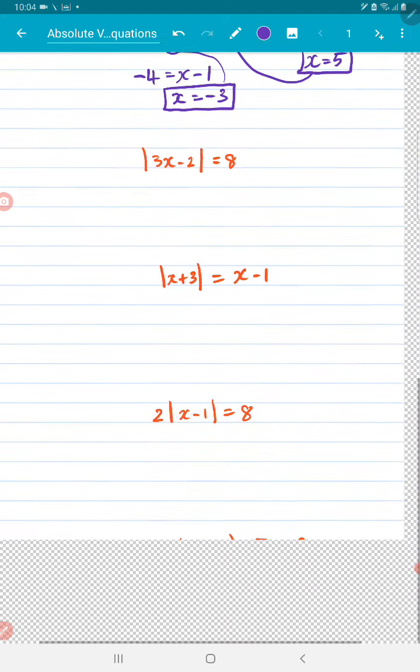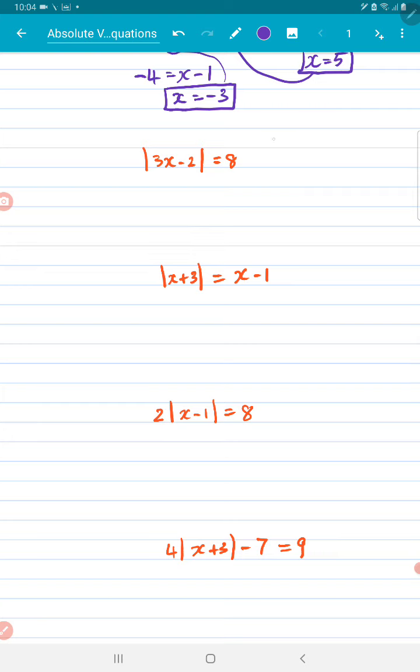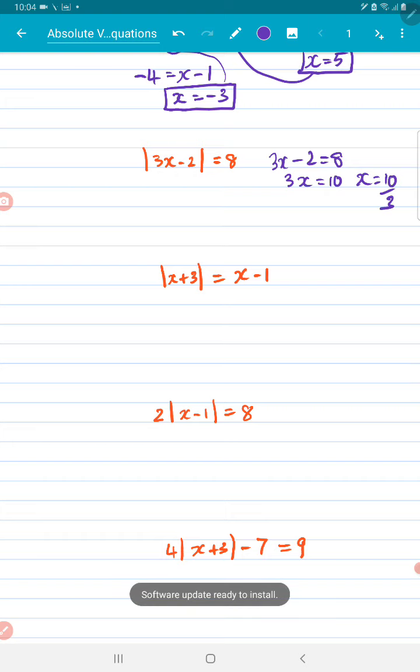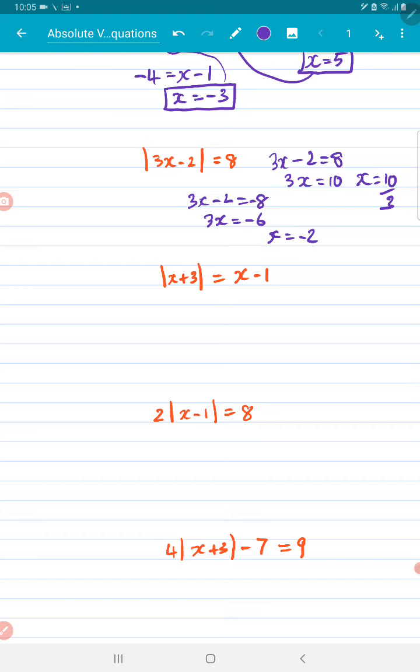So we take both the positive and negative cases. In this case, 3x minus 2 could equal the positive case, which is 8. 3x equals 10. x equals 10 on 3 as one solution. In the negative case, 3x minus 2 could equal -8. So 3x equals -6. x would equal -2 as the second solution. And each time you should substitute your number back and check they work.